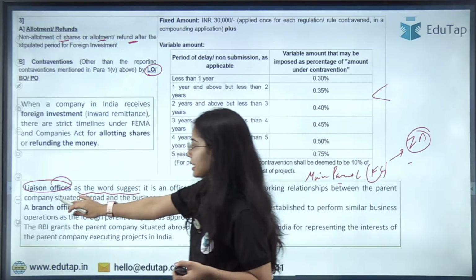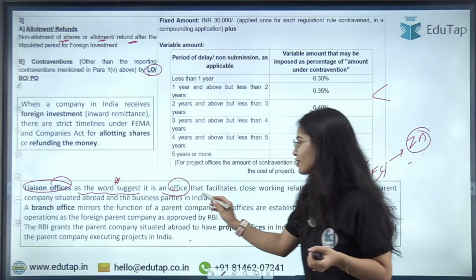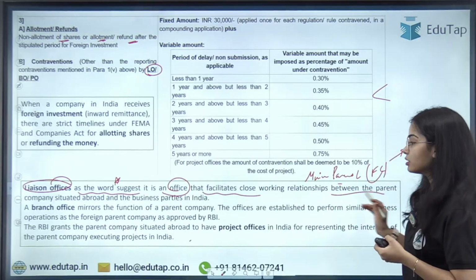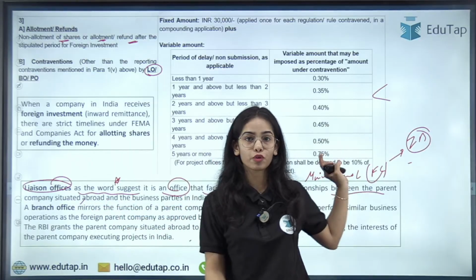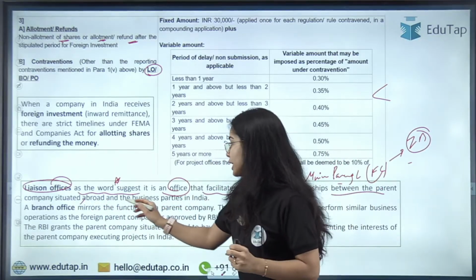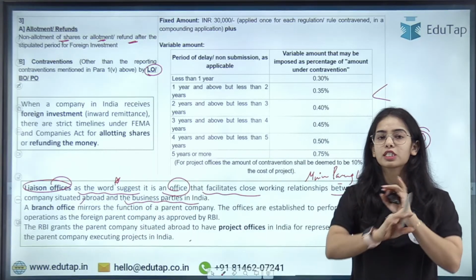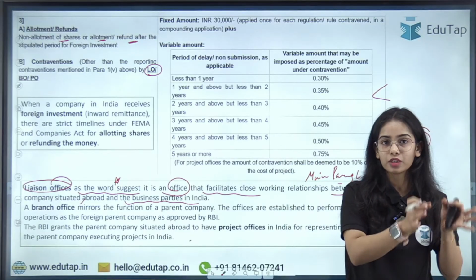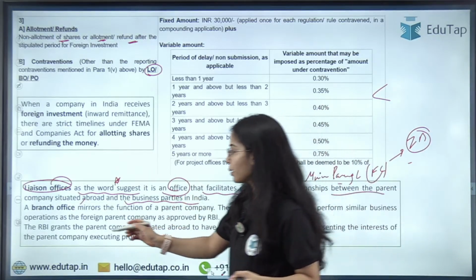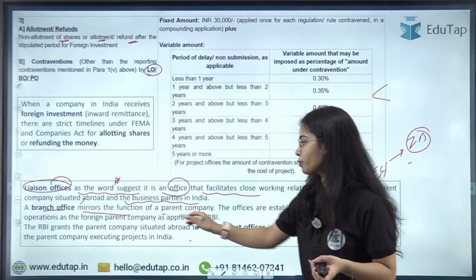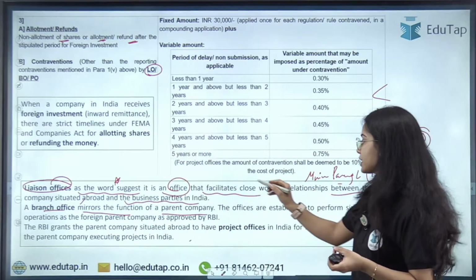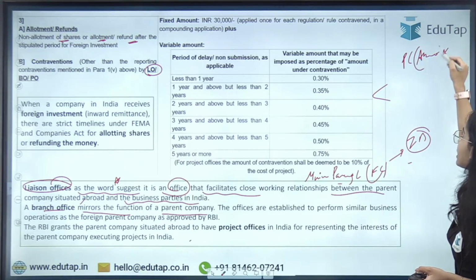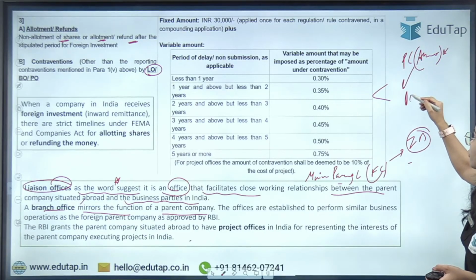Okay. So a liaison office, as the word suggests, is an office that facilitates close working relationships and communication between the parent company situated abroad, the foreign main parent company, and the business partners in India. So a liaison office is only a communicating office between the parent company abroad and the Indian business partners. Branch office. A branch office mirrors the function of a parent company and can undertake business. So let's say there is a parent company abroad, and it has opened a branch office in India.